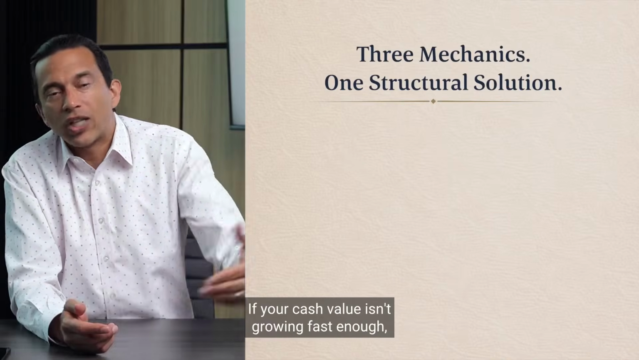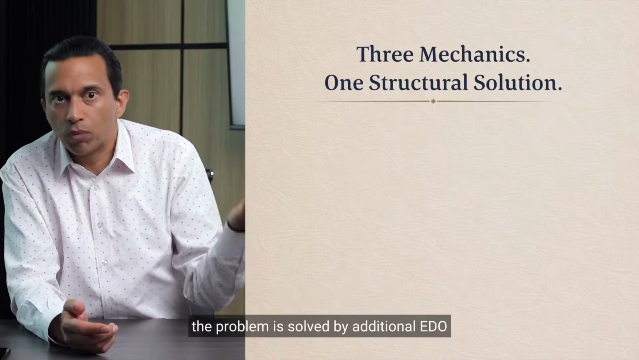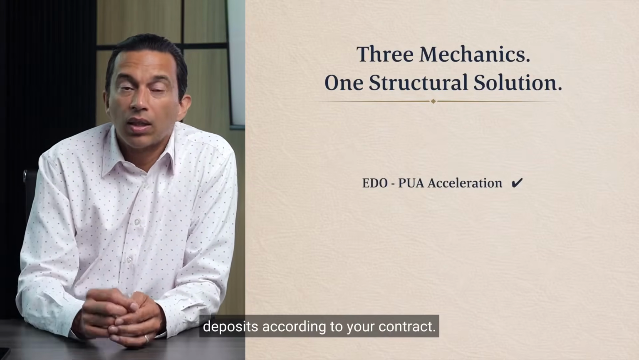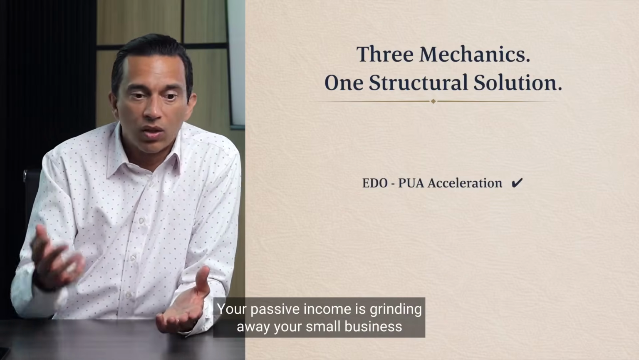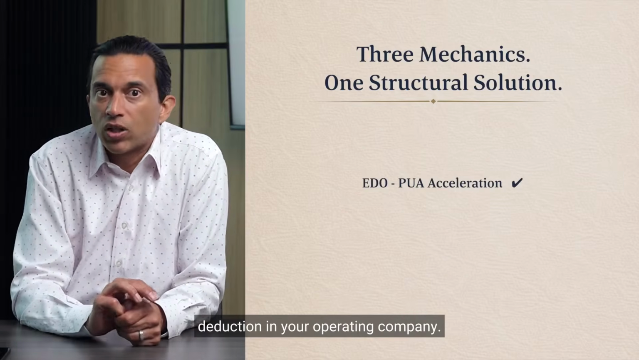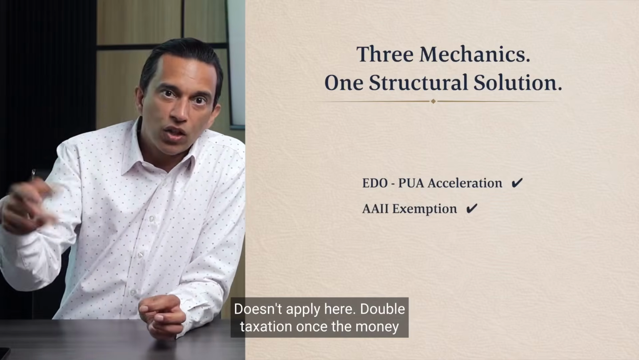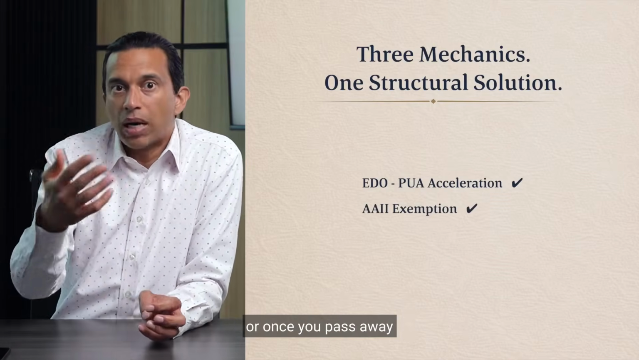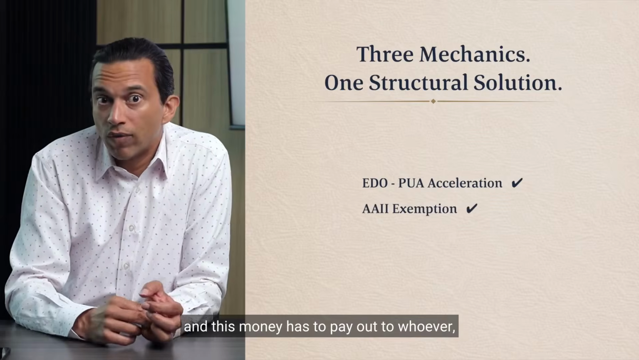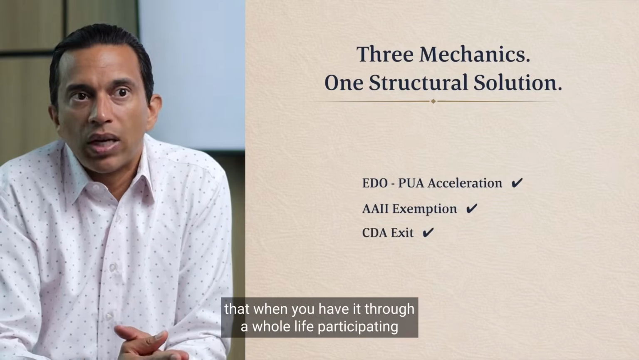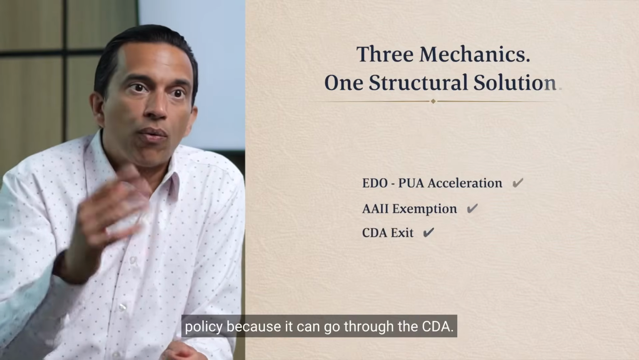If your cash value isn't growing fast enough, the problem is solved by additional EDO deposits according to your contract. Your passive income is grinding away your small business deduction in your operating company, that doesn't apply here. Double taxation once you pass away and this money has to pay out to whoever, your shareholder beneficiaries, you don't need to do that when you have it through a whole life participating policy because it can go through the CDA.